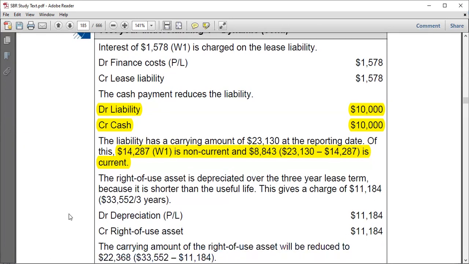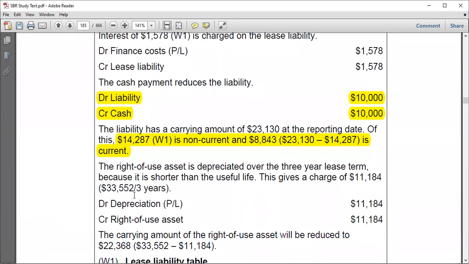When you depreciate an asset, you charge depreciation and you reduce the carrying amount of the asset. So there is depreciation to the statement of profit as usual, and then reduce the right of use asset, reduce the amount of the non-current asset. Just like that, and we would have the carrying amount now. It would be this initial amount minus depreciation, which is 11,184, and you would arrive at this remaining figure.